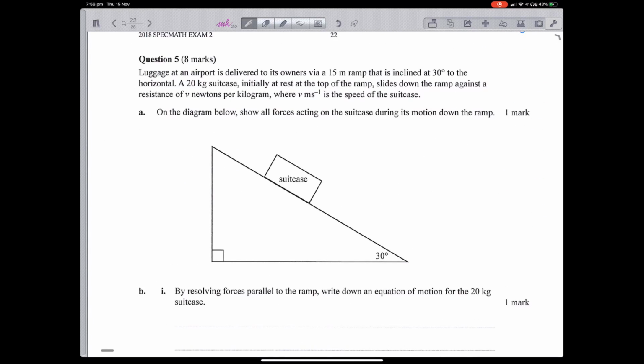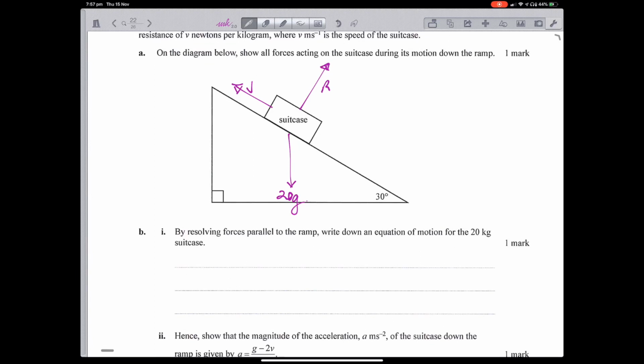Luggage in an airport is delivered to its owners via a 15-meter ramp that is inclined at 30 degrees to the horizontal. A 20-kilogram suitcase placed initially at rest at the top of the ramp slides down the ramp against a resistance of V newtons. So that's V. That's going to be our normal force. Our suitcase is 20g.